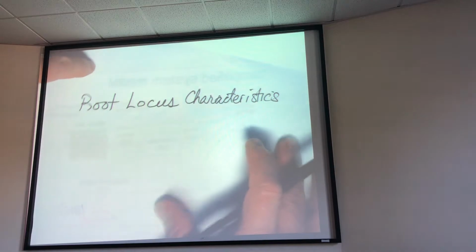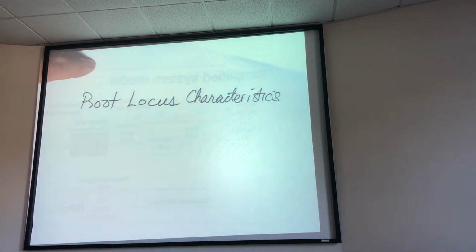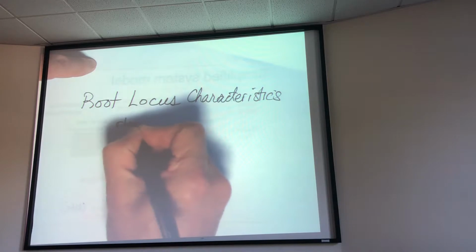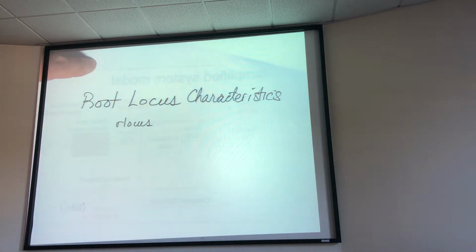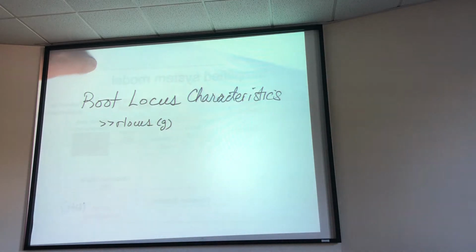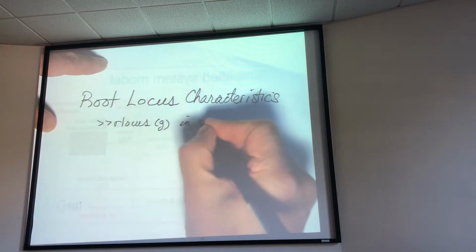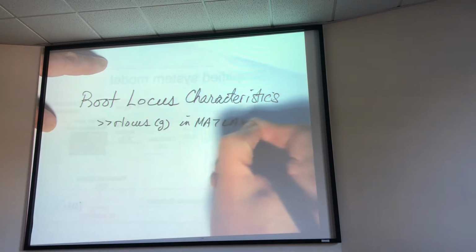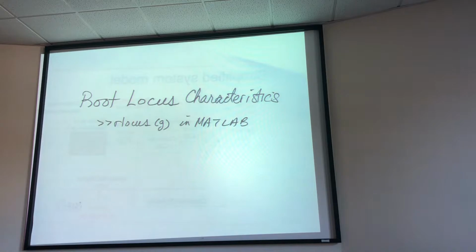Okay, so we're going to take a look at some characteristics. And we're going to use a command in MATLAB called rlocus, R-L-O-C-U-S, and the transfer function is going to be G. That's the command in MATLAB. I've got on tap this morning maybe 6 or 7 examples, and we're going to take a look at each of the different examples. I'll talk through each picture, and then we will summarize things.